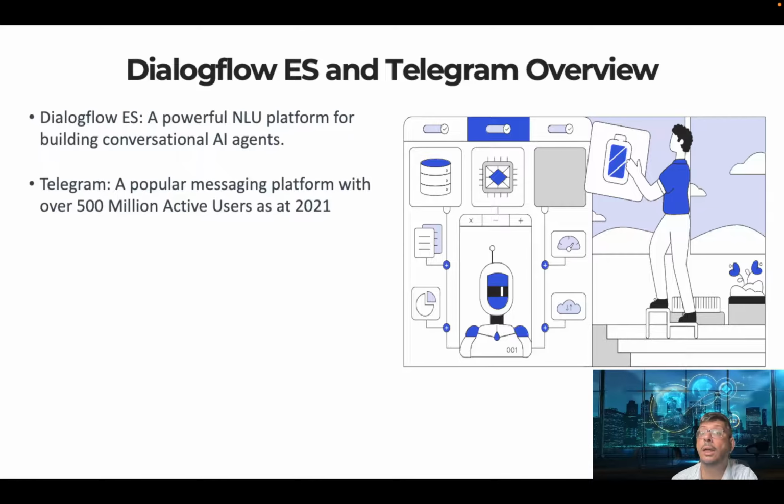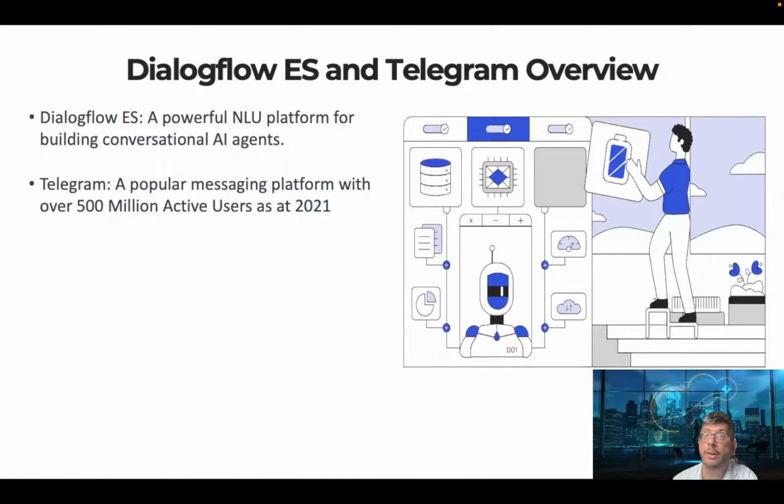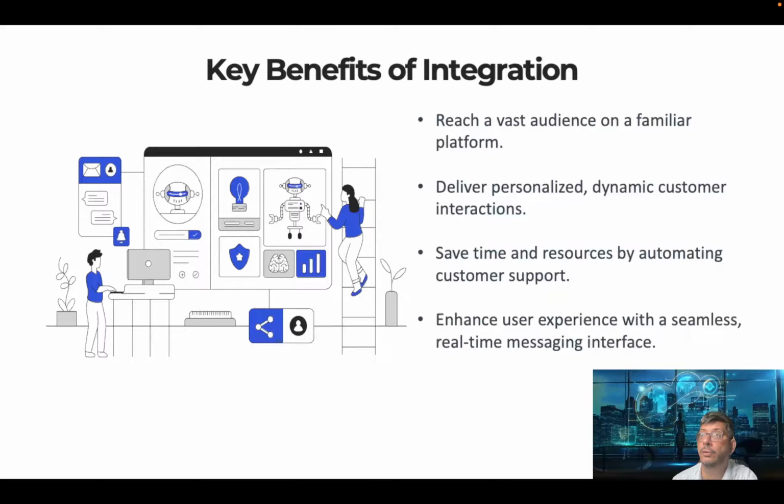Dialogflow is a powerful NLU platform for building conversational AI agents, and Telegram is a popular messaging platform with over 500 million active users as of 2021. The benefits of integration are that you can reach a vast audience on a familiar platform, deliver personalized, dynamic customer interactions, save time and resources by automating customer support, and enhance user experience with a seamless real-time messaging interface.